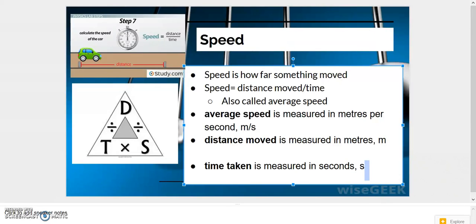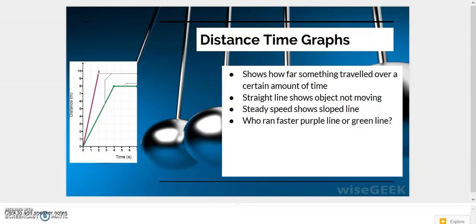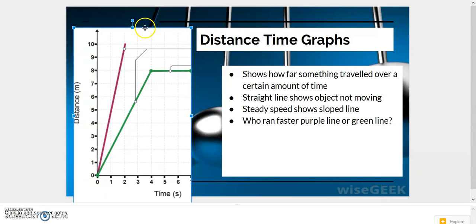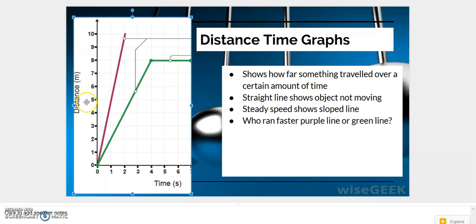So besides speed, we have something else that's called distance-time graphs. Distance-time graphs have distance here. Let me make this a little bigger. I know it's hard to see. There we go. Now it's a normal size graph. Alright, so distance is how far something went. Remember, that's scalar, and time. So in this graph, we see how far something moved over a period of time.